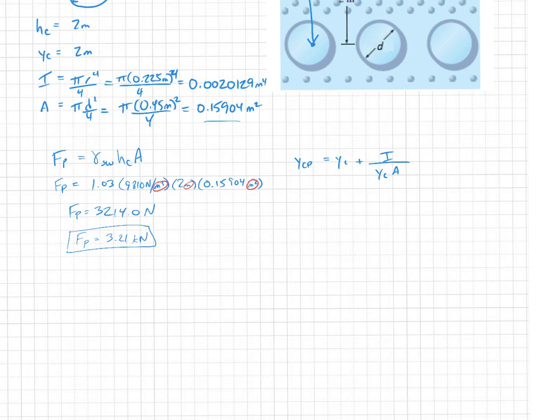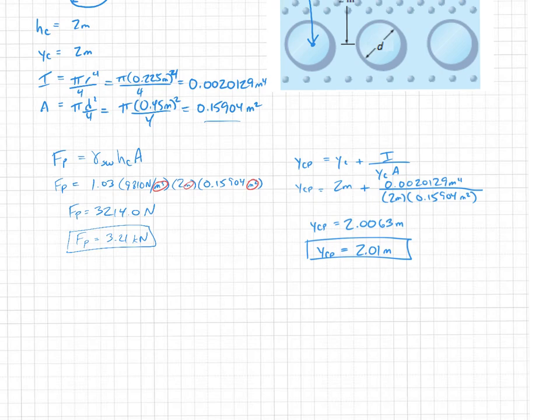So let's see here. YCP equals the YC, that's 2 meters, plus the I, 0.0020129 meters to the 4th. Man, it's annoying keeping 5, isn't it? And the YC, 2 meters, and the A is 0.15904 meters squared. So we're going to get a YCP of 2.0063 meters. With 3 sig figs, no one wants that, so 2.01 meters or 201 centimeters, whatever floats your boat.